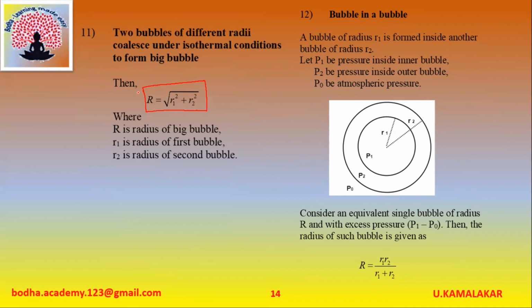Next topic. Bubble in bubble. A bubble of radius R1 is formed inside another bubble of radius R2. Let P1 be pressure inside inner bubble, P2 be pressure inside outer bubble, P0 be atmospheric pressure. Consider an equivalent single bubble of radius R with excess pressure P1 − P0. Then radius of such bubble is given as R = R1 R2 / (R1 + R2).